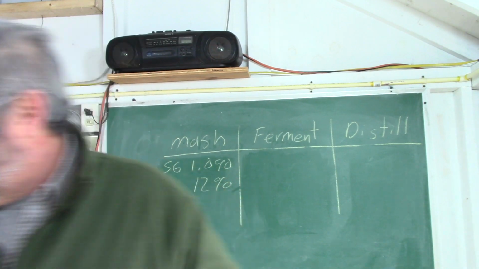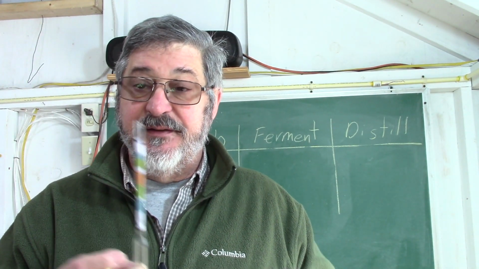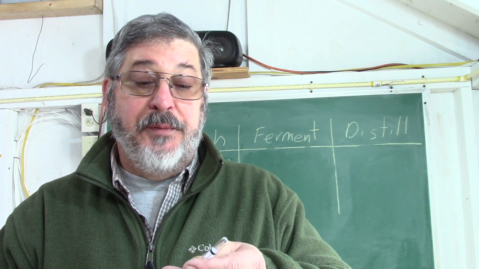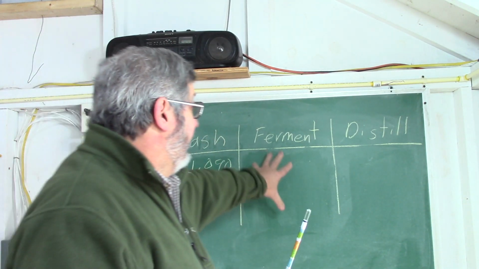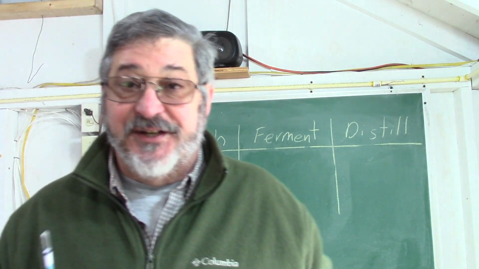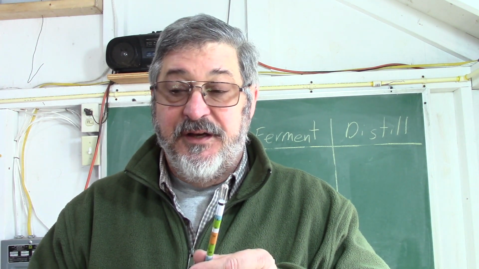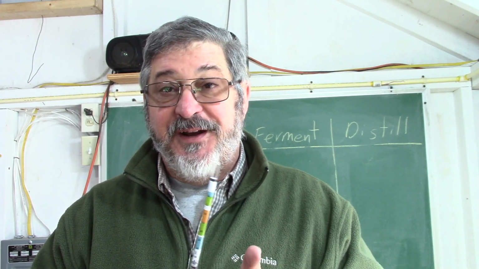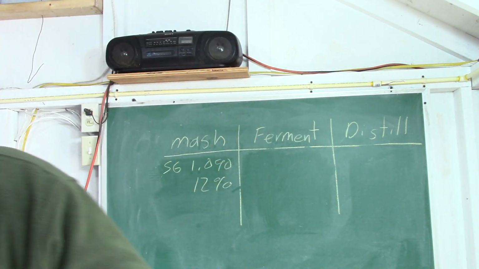Okay, so we can take the SG hydrometer again and measure it and say we get 1.000. That means we know for a fact that fermentation is done. Okay, it ate every available sugar that's in there. Okay, so now we can start to figure out ABV, alcohol by volume.